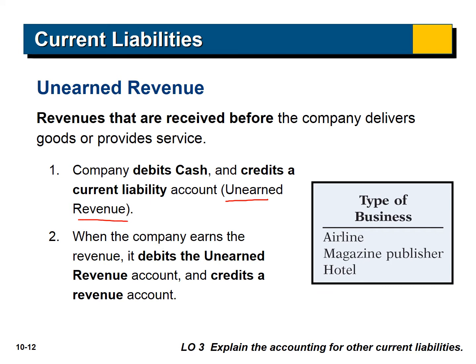It's not a revenue, even though it has the title revenue in the account. It's not considered a revenue because it's unearned, meaning that you haven't provided the service yet. When they do provide the service, they earn the revenue, then they debit that liability and credit the revenue account.